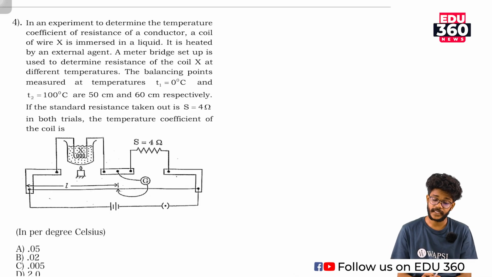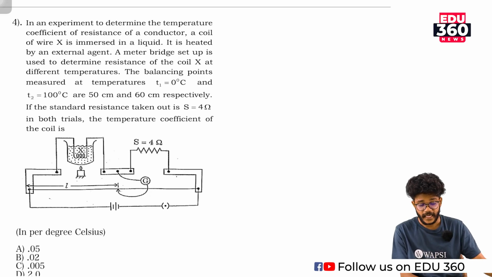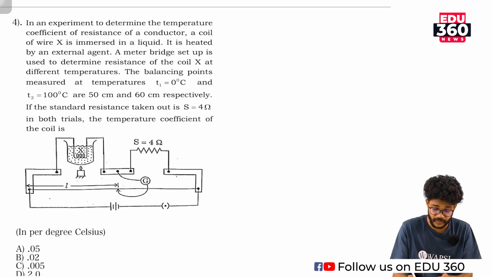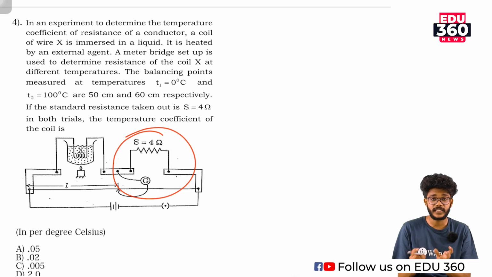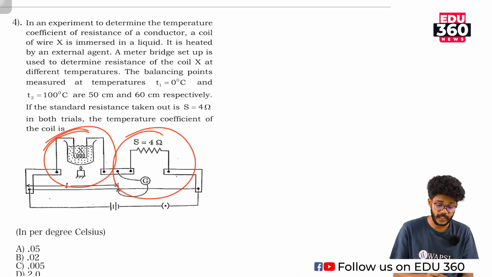The balancing points are 50 centimeter and 60 centimeter. So we need to know the relation between the resistance and the given temperature. Here the resistance is changing by changing the length, so the equation of the potentiometer is to be known. And the standard resistance taken out is S is equal to 4 ohm. S is equal to 4 ohm is the connected resistance which is across this point. That 4 ohm is already known. But the resistance of this wire which is immersed in the liquid is unknown.